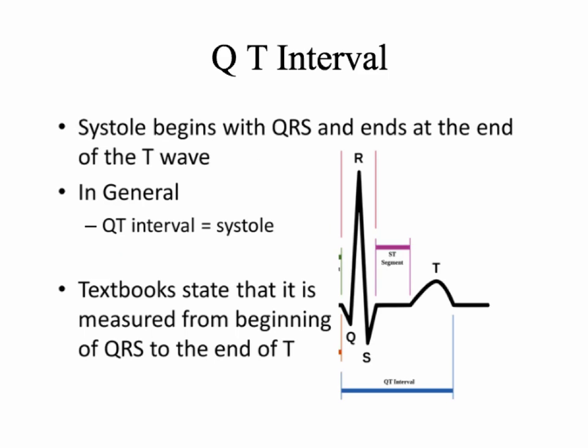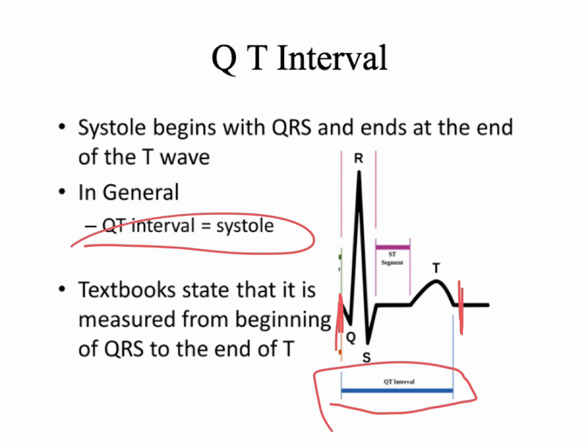Okay, so the QT interval is the time between the initiation of the QRS complex to the very end of the T wave. In general, the QT interval is systole. For the most part, the textbooks will say from the beginning of the QRS to the end of the T wave. I've seen some different things where it says that the diagnostic value of using a QT interval for different things depends on whether you go to the end, middle, or beginning of the T wave. But I think test-wise, you're going to say to the end of the T wave.